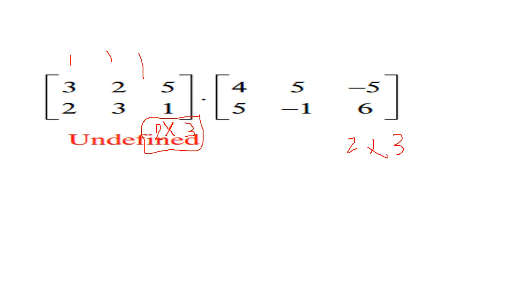So can we do this multiplication? Of course not, because the number here is 3 and the number here is 2. Right? So the two numbers cannot be equal. The multiplication cannot be done because the second number of the first matrix does not equal the first number of the second matrix. So the multiplication here is undefined.